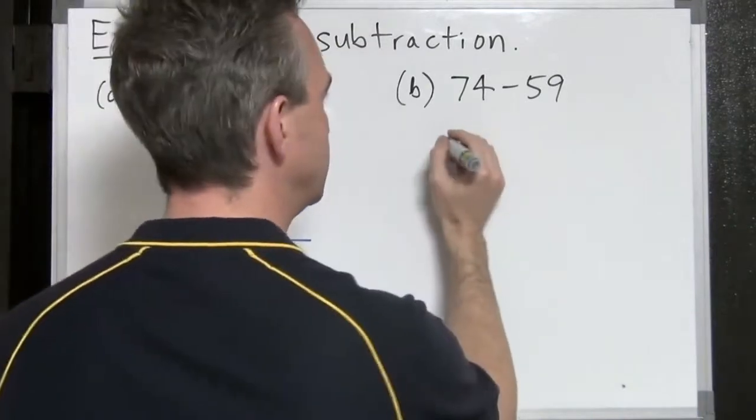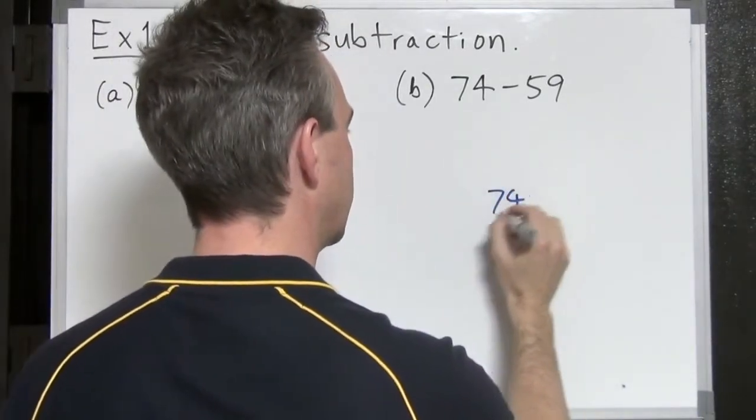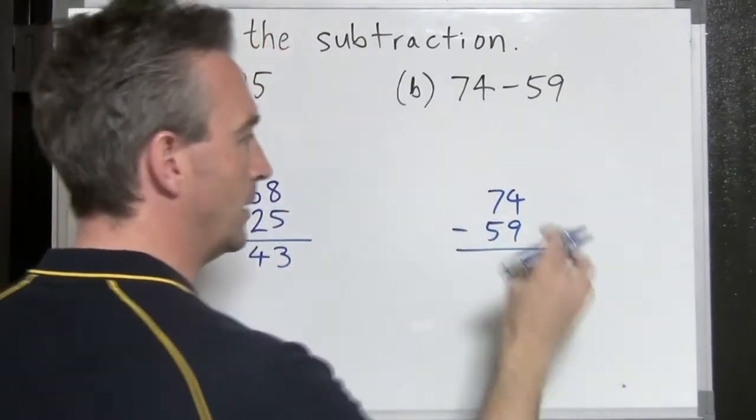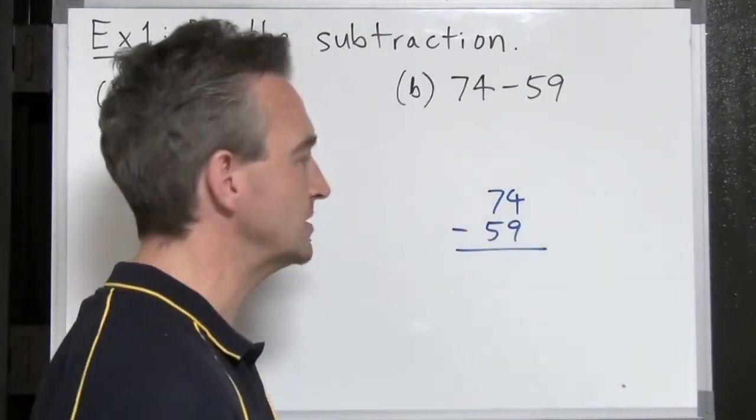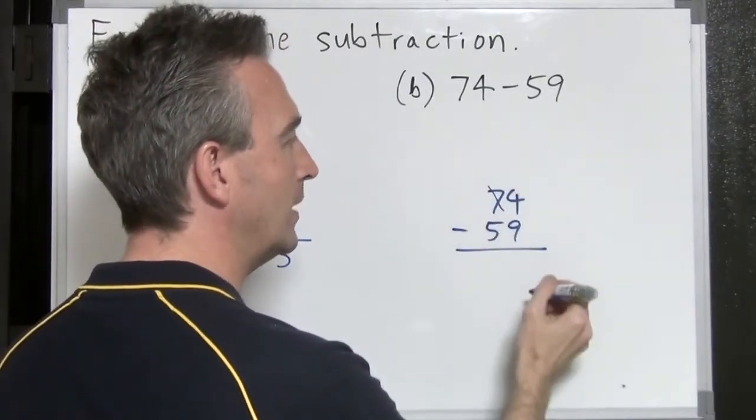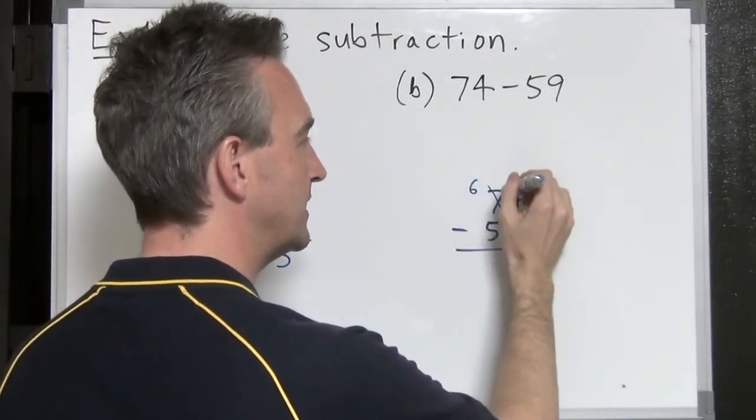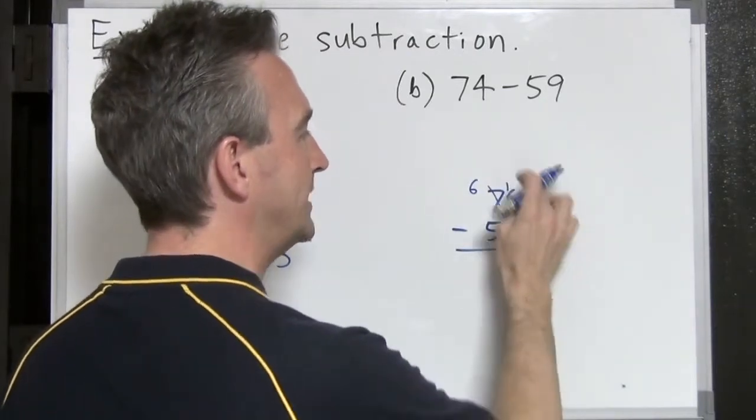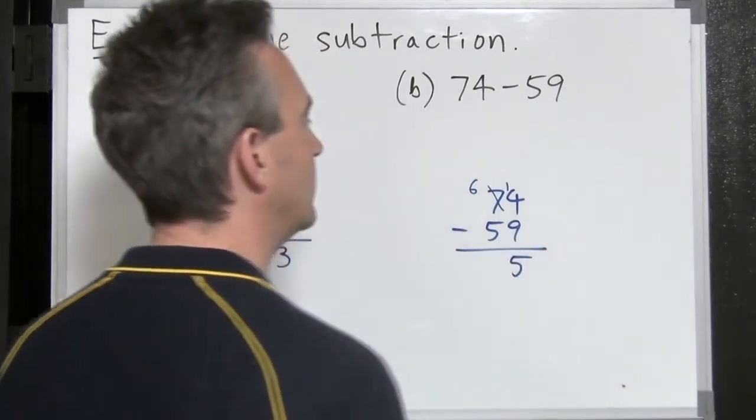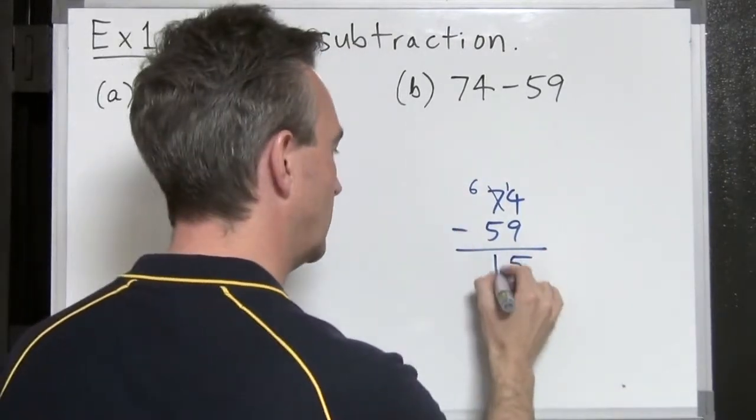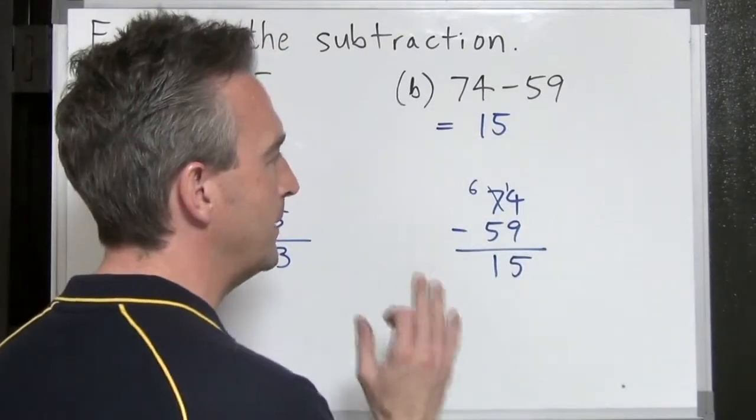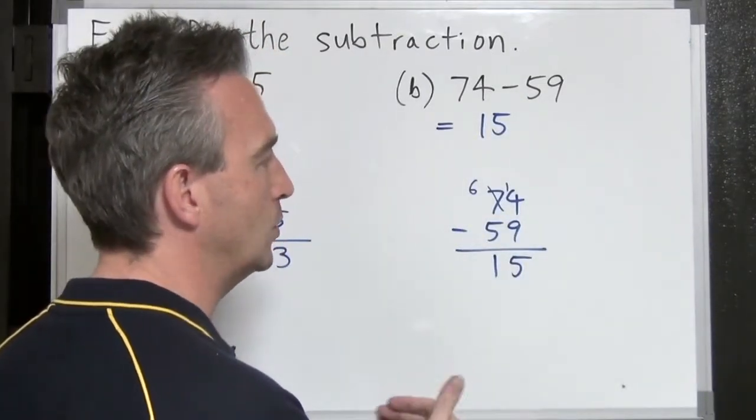Moving on, 74 minus 59. Again, set it up vertically. This time, 4 minus 9. We cannot actually do that. Here what we need to do is take a 1 from the 7, turning that into a 6, and we're going to put a 1 here, turning the 4 into a 14. We then do 14 minus 9, which is 5. And then we do 6 minus 5, which is 1, giving us an answer of 15. If you just remember that process, you'll be fine, even if you don't quite understand it.